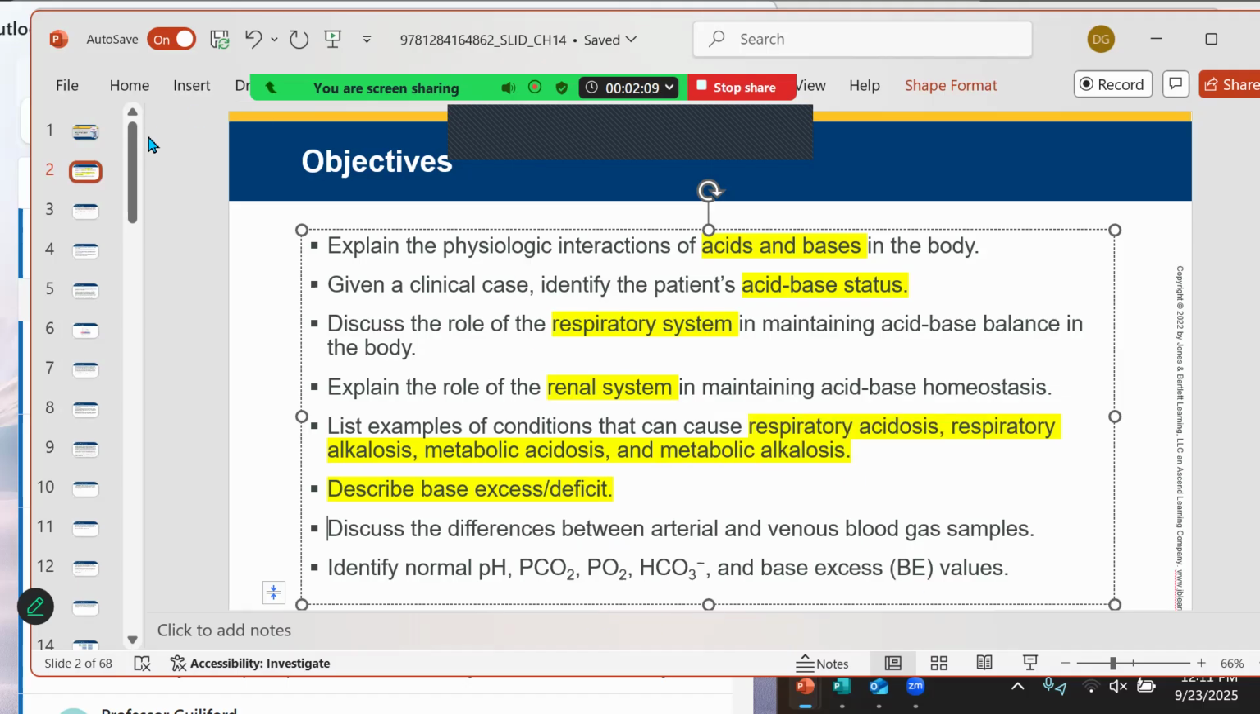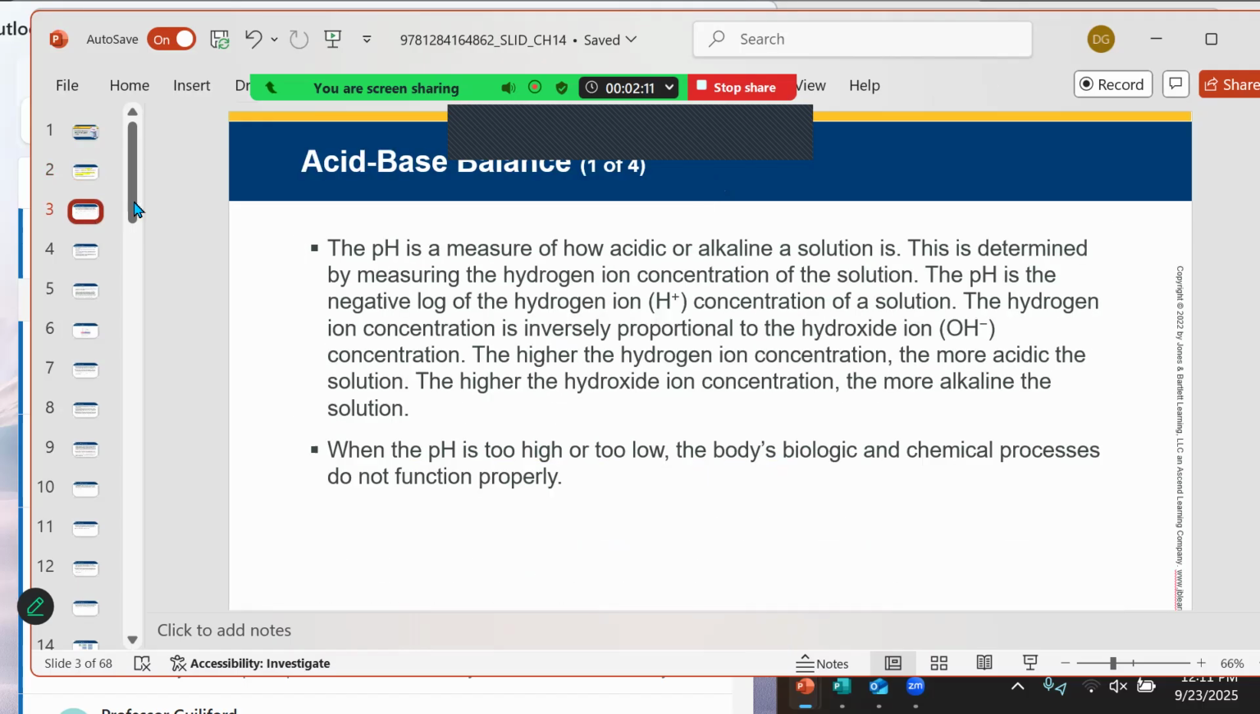Minute volume is just how much they're breathing every minute. A lot of us don't really use base excess very much. I should mention that to you. The bicarb tells us what we need about that.